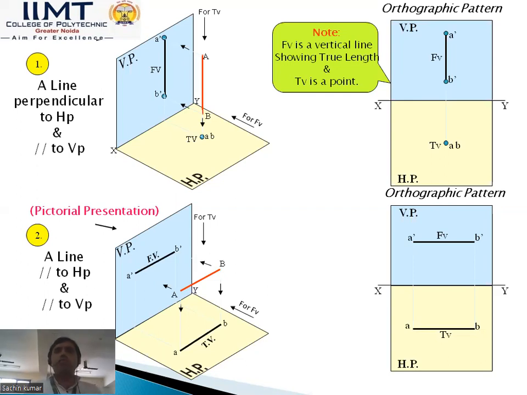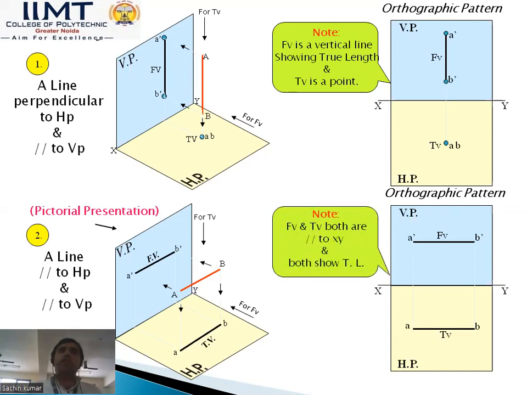This is a very simple case for understanding the projection of a line. In this case, the front view and top view are both parallel to the XY line and both give the true length. In the first case, only the front view gives the true length, but in the second case, the front view and the top view both give the true length.